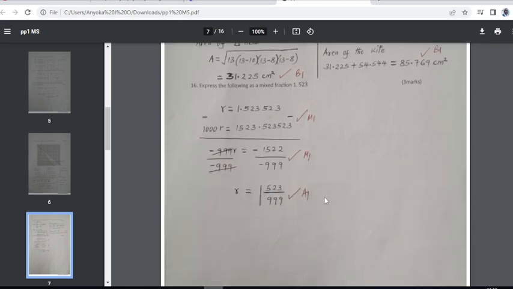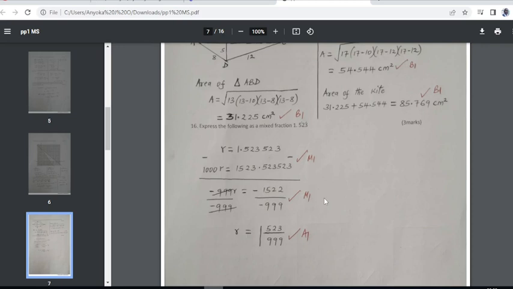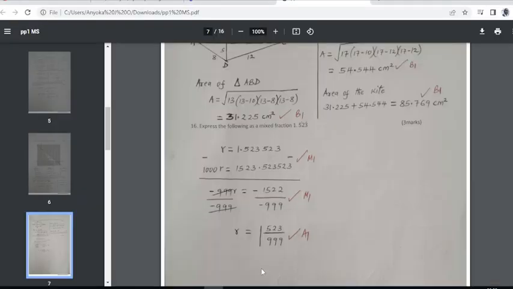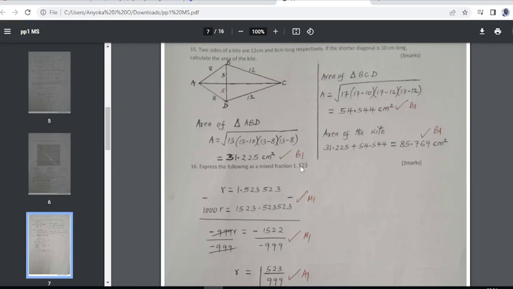Question 16 will be our final question. I wanted us to do section 1 today. Express the following as a mixed fraction, 1.523. But 5 is recurring, 523 is recurring.